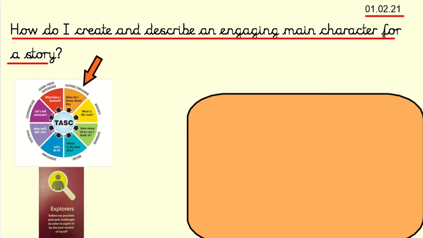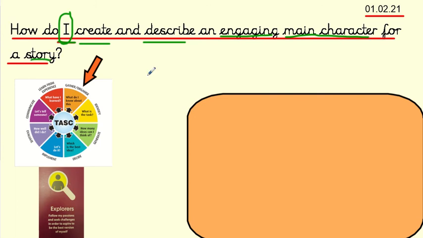Okay, so which words then do you think are the key words or the most important words? If you pause the video now, Year 5 and 6, have a little think to yourself, make a decision, see if you can explain why you think they're important. Okay then, Year 5 and 6, what have you decided so far? I'm thinking, how do I create? I think I is important because that means the responsibility is on the individual person. So you'll need to have some responsibility this week about creating and describing an engaging main character for a story.